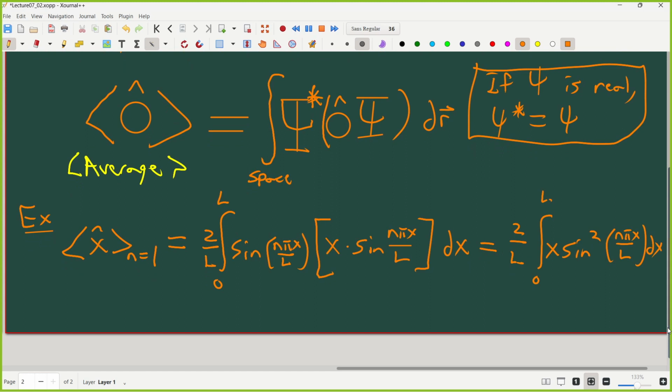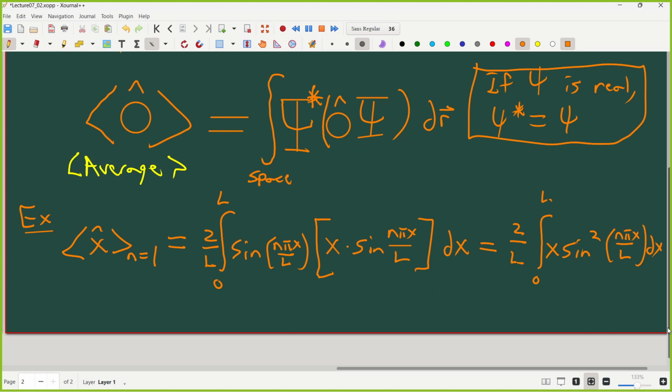We should get a number out of this because it's a definite integral. That's going to give us a number. We'll get a number that's proportional to L, because remember, our position is a function of L. It's between 0 and L. So we're going to get some fraction of L, whatever the average might be.